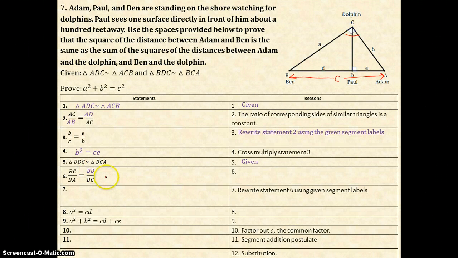And now why can we say that? Well, this one is going to be the same reason as this one, because the ratio of corresponding sides of similar triangles is a constant.